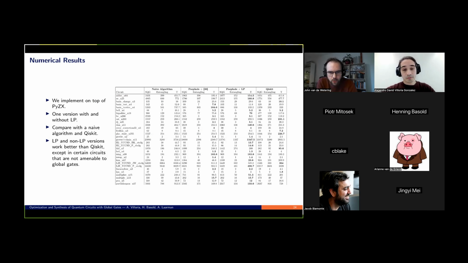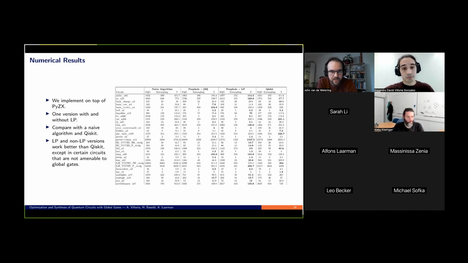Just so I understand the columns correctly, SQG is single qubit gates, and entangling is the number of GMS gates? Yes, SQG is the single qubit gate count, entangling is the number of global gates, GMS in particular, and T is the time to execute the circuit. Okay, so T is not the time to find the optimization. That's your estimated time. What's the cost model there for this time?